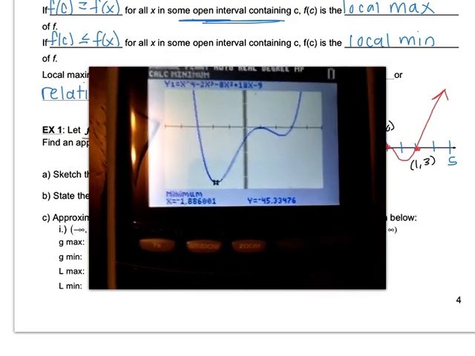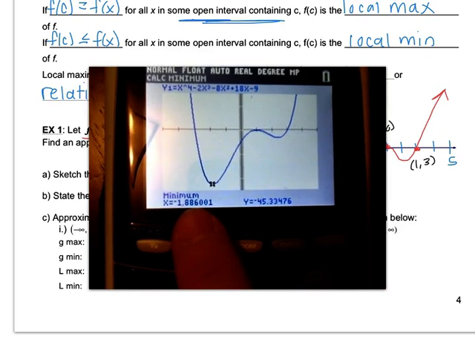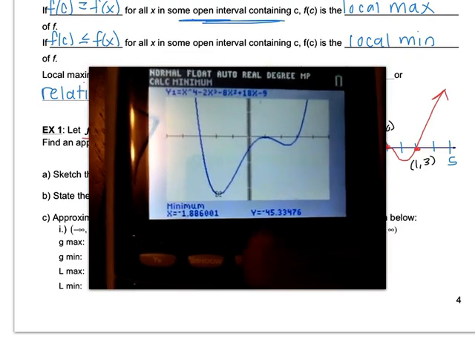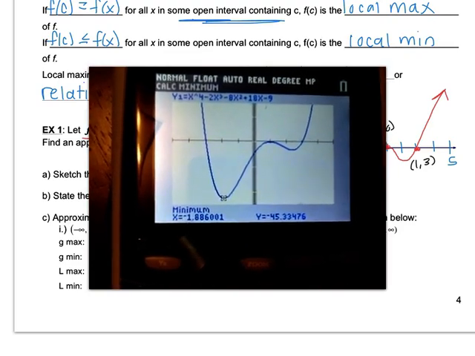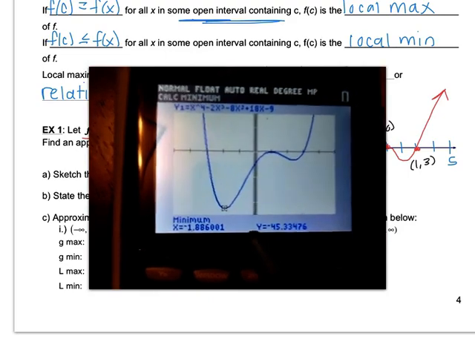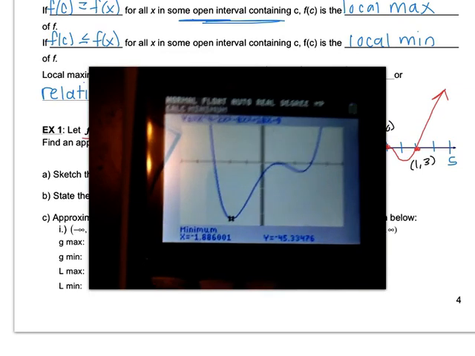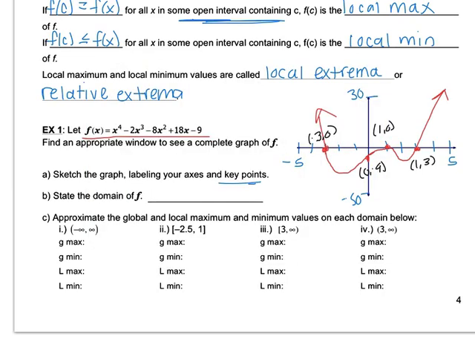So our minimum right there is at -1.89, and the y value is -45. That's where the minimum occurs, -1.88. The minimum itself is the y value, so that min is -45.3. All right, so let's label all of those. We'll just round to the nearest tenth: -1.9, -45.3.